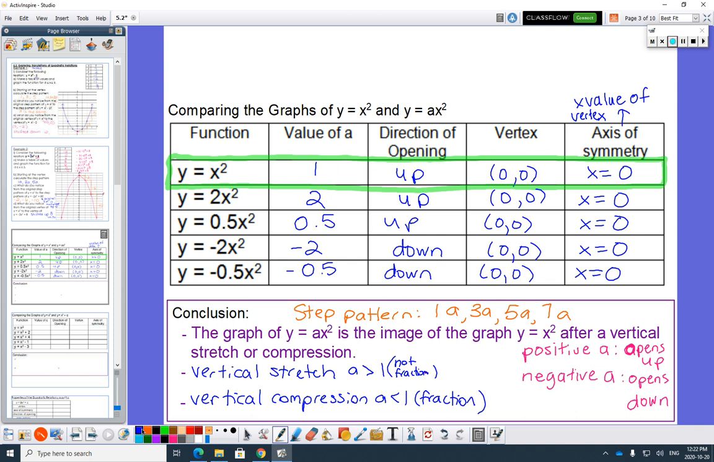Yes, and then whatever the A is, you multiply. So if it's 1, then it's 1, 3, 5, 7. If it's 2, then you multiply by 2. Yep, always. 1, 3, 5, 7.